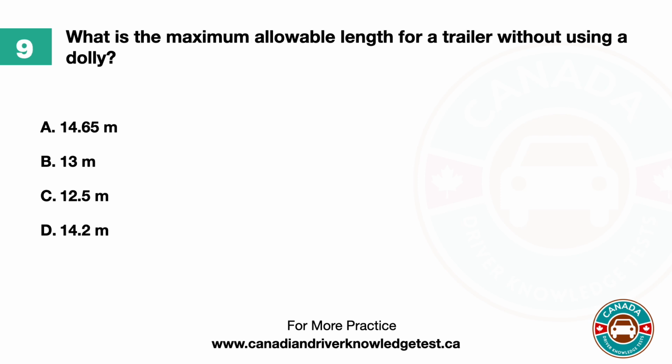Question 9. What is the maximum allowable length for a trailer without using a dolly? A. 14.65 m. B. 13 m. C. 12.5 m. D. 14.2 m. The answer is C. 12.5 m.